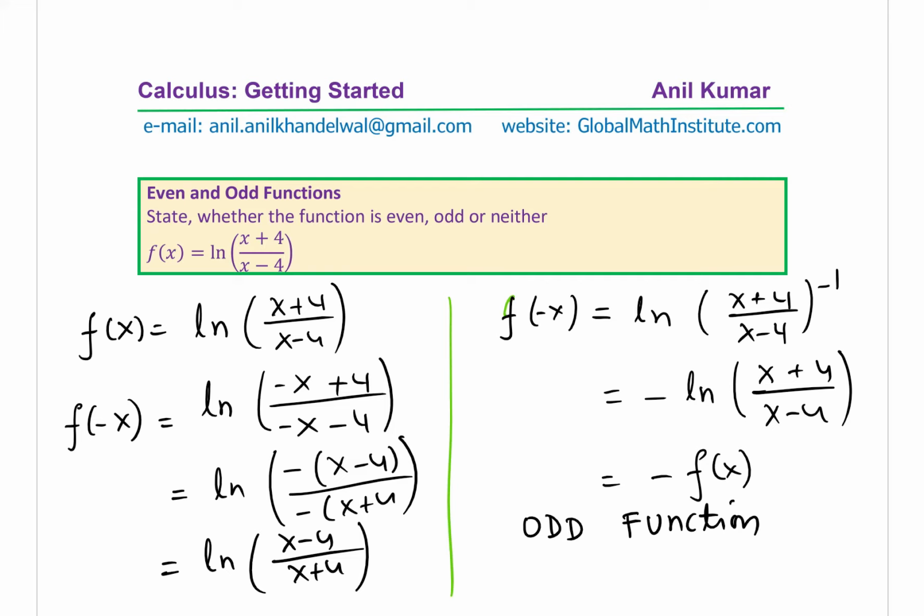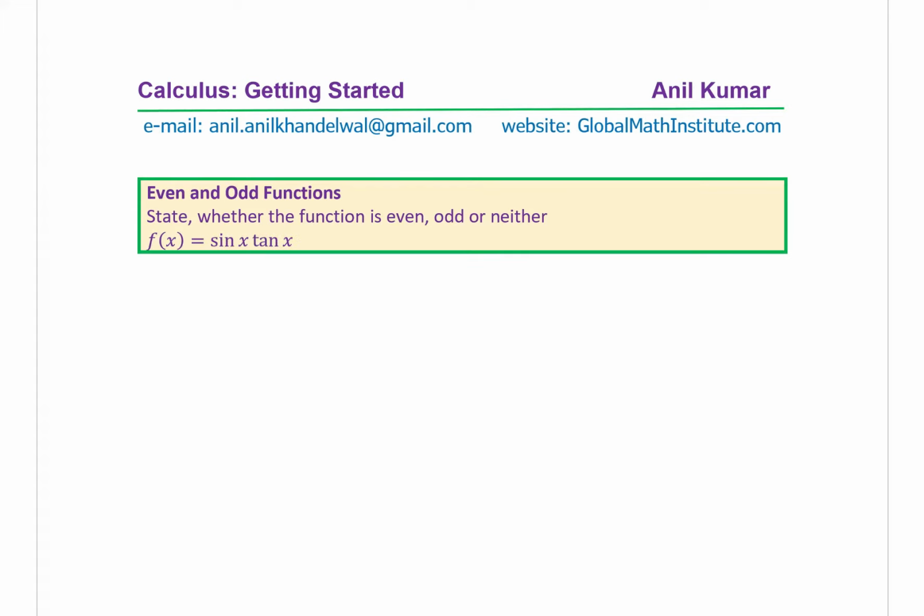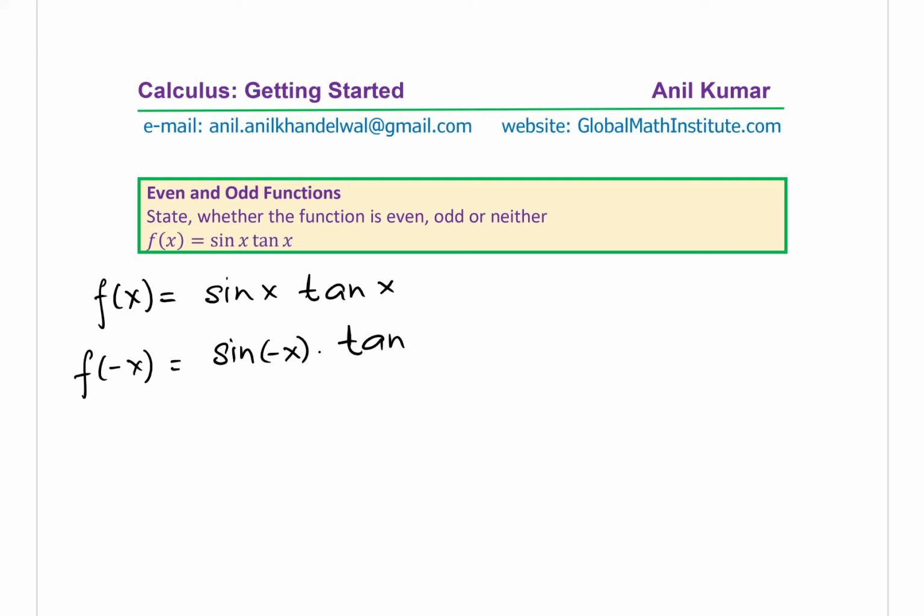Let's take another example, which is a trigonometric function. And here again, the question is of even and odd. So we are given the function f of x as equal to sine x tan x. Now, if I want to write what is f of minus x, I get sine of minus x times tan of minus x.